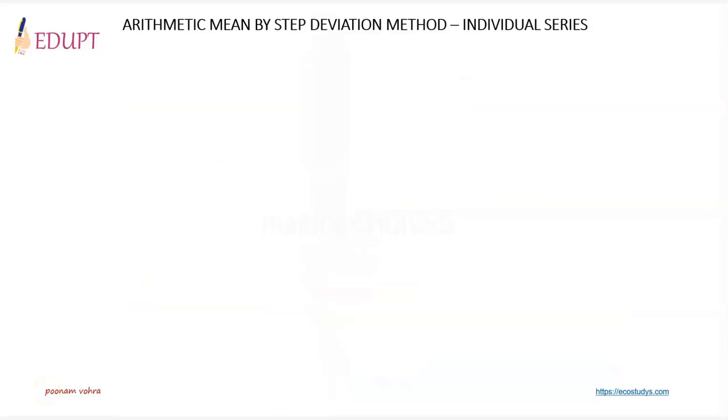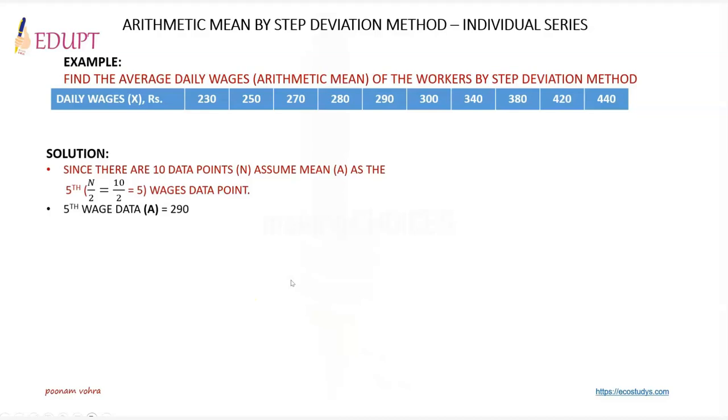Now let us understand how one can find arithmetic mean by step deviation method in individual series. So here the information is about the daily wages of workers given as 230, 250 and so on. We need to apply step deviation method. Since these are 10 observations, we shall find assumed mean by applying n by 2, which is 5. So assumed mean would be, in this case, 290.